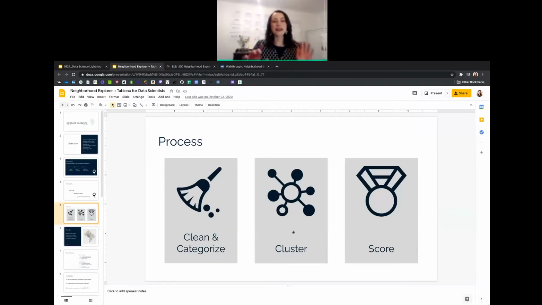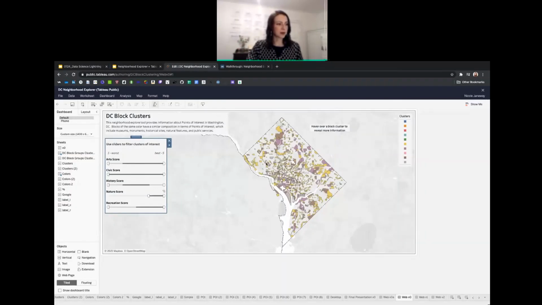Moving on. The next step, once I had the information about each block group, was the clustering step. So again, I used the k-means clustering algorithm. And then you saw when I was in this dashboard that each block group had a score across these different categories. So I assigned the score based on a normalization of the points of interest that fell into that category.